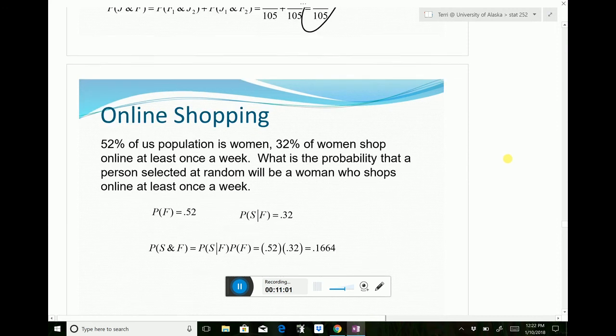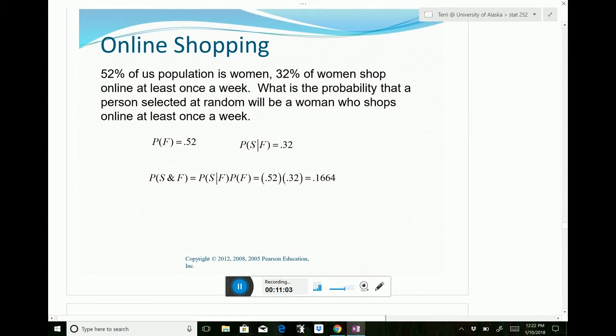Okay, so now let's talk a little bit about online shopping. That's always fun. So 52% of the US population is women. Maybe. It changes all the time. 32% of women shop online at least once a week. What is the probability that a person selected at random will be a woman who shops online at least once a week? So this, when I see of women, I automatically think conditional probability.